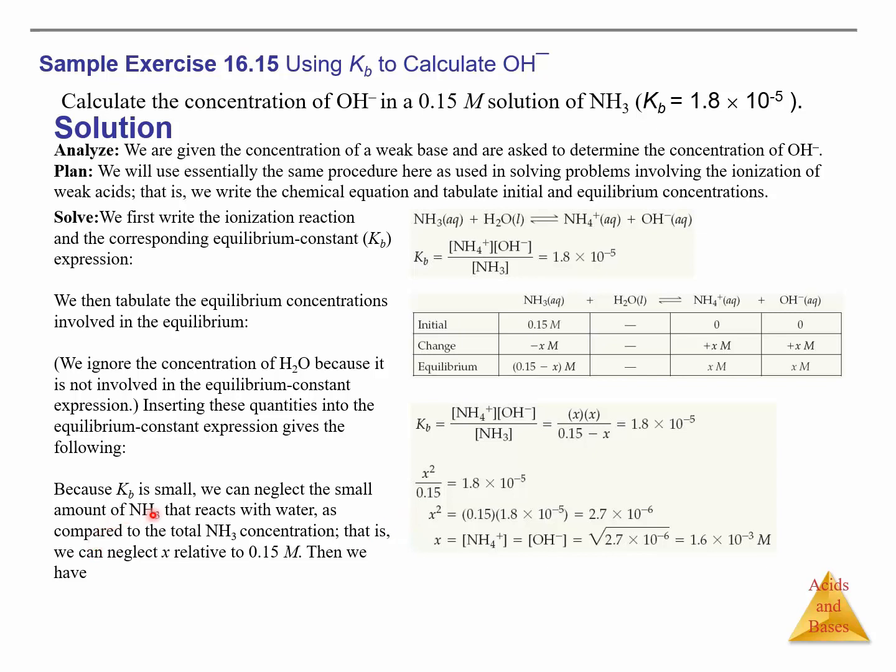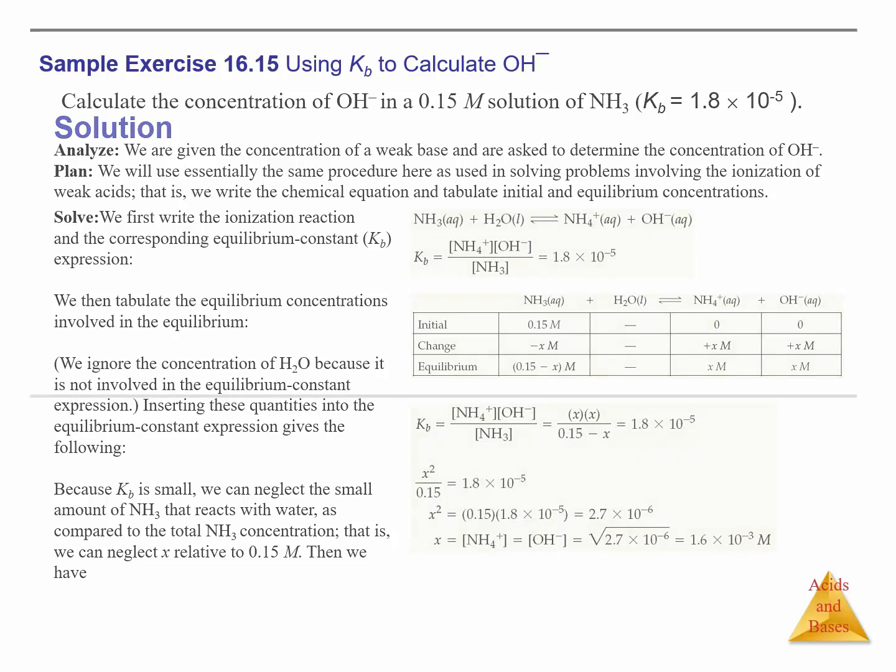Since the Kb is small, we can neglect the small amount of ammonia that reacts with water as compared to the total NH3 concentration. That is, we can neglect x relative to 0.15 molar. So then we find the value of x, and x equals the molar concentration of OH-, and x equals this value, 1.6 times 10 to the minus 3.